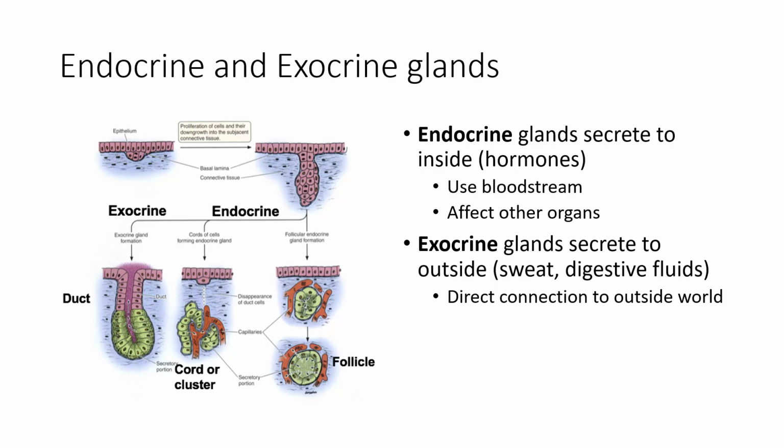Those are exocrine glands. Digestive fluids are also secreted by exocrine glands because technically what is inside your intestine is outside of your body. So the lumen of the intestine is outside of your body, so digestive fluids are secreted by exocrine glands. And these glands are types of epithelial tissue specialized for secretion.